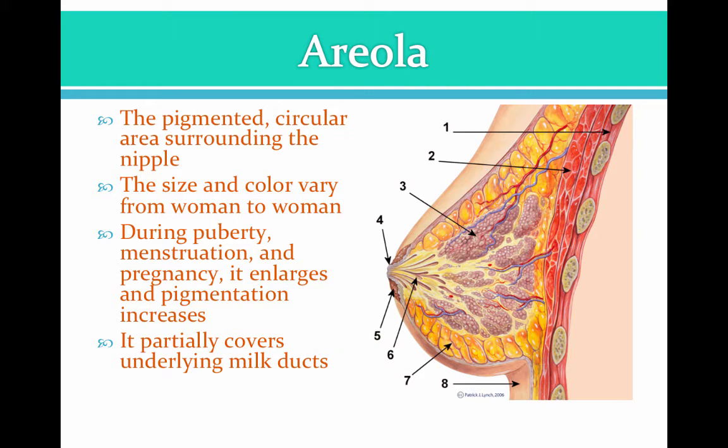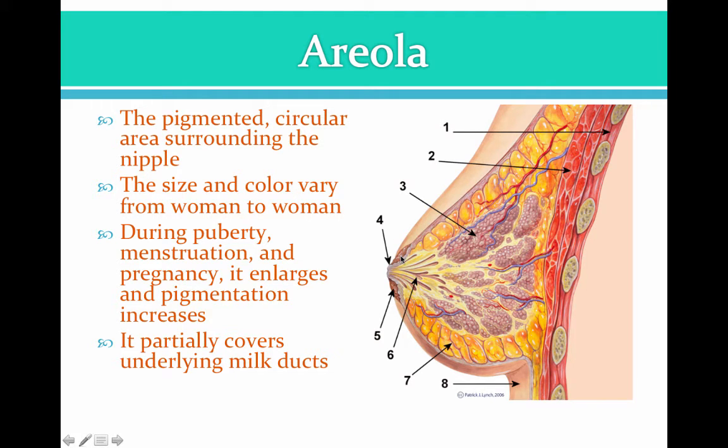Now we'll talk about the areola. The areola is a pigmented circular area surrounding the nipple. It's this area right here. The size and color vary from woman to woman, and during puberty, menstruation, and pregnancy, it enlarges and pigmentation increases. And the areola partially covers the underlying milk ducts.